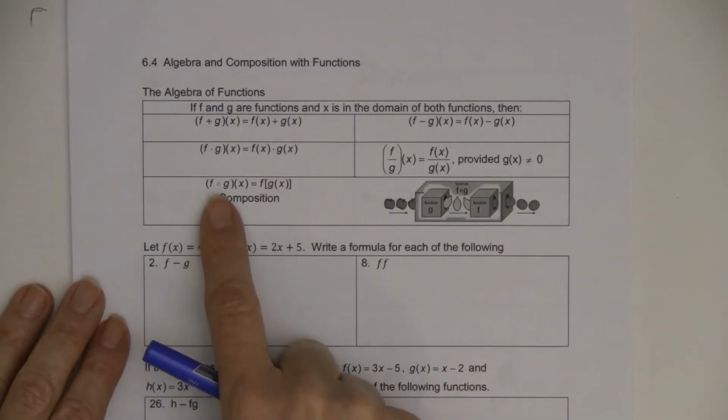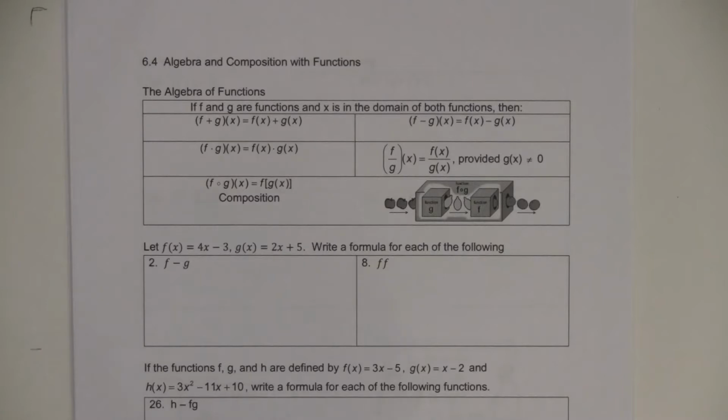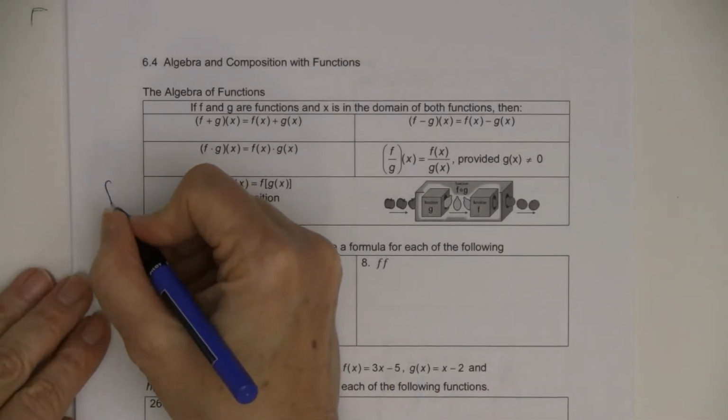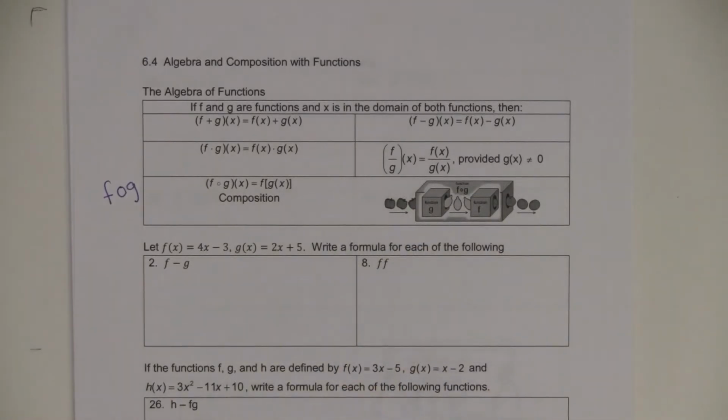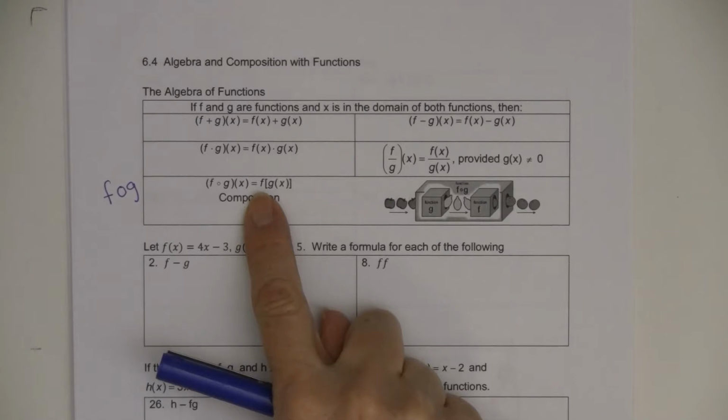And then function composition, and that is a little circle, f composed with g. Some people say "fog," but it is an open circle. F composed with g is function composition, and what it is equal to is f at g at x.